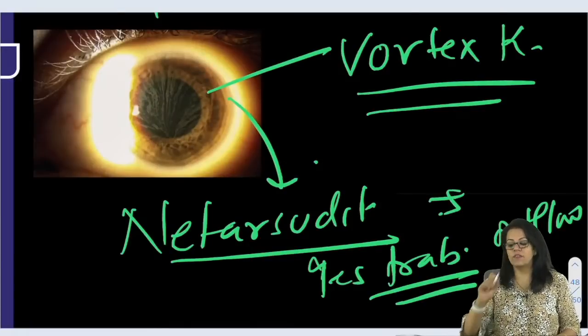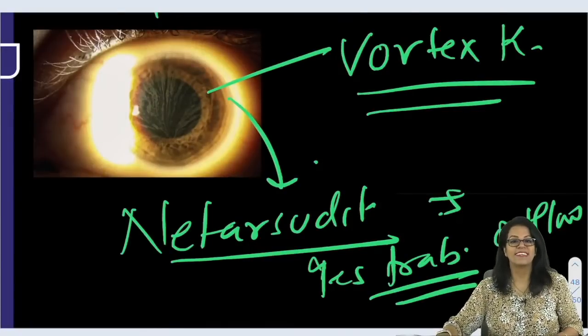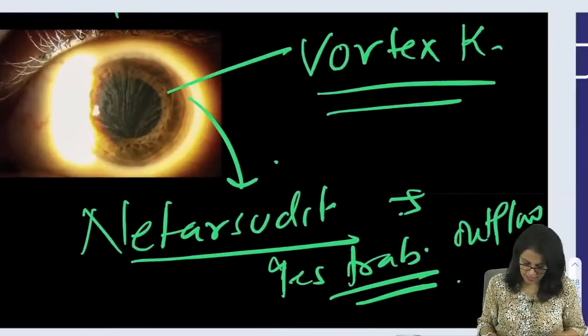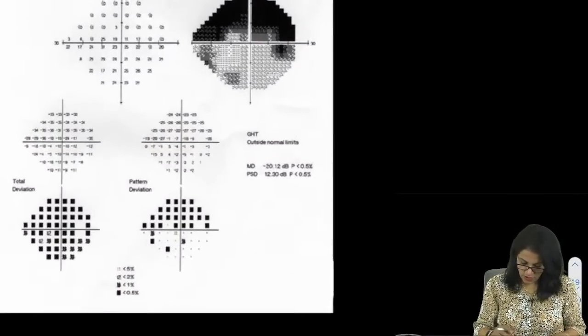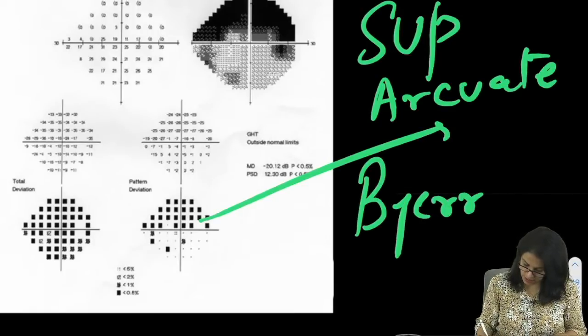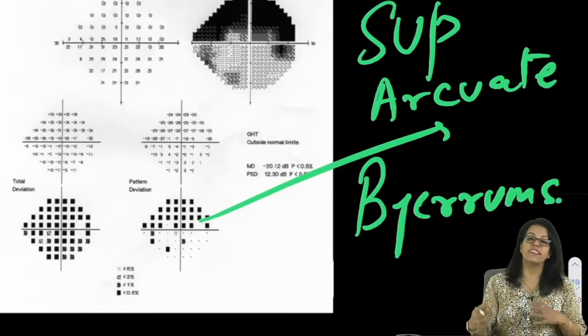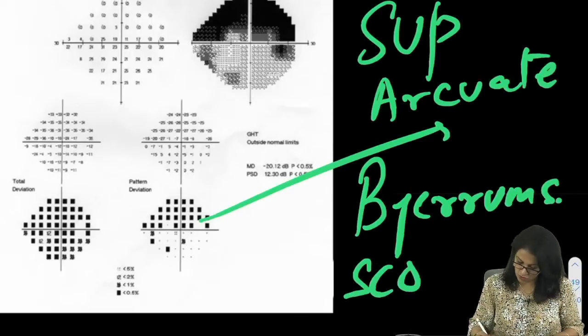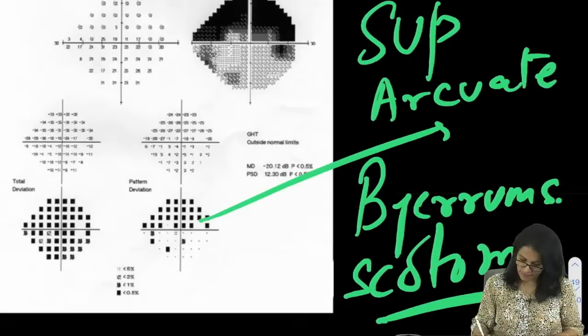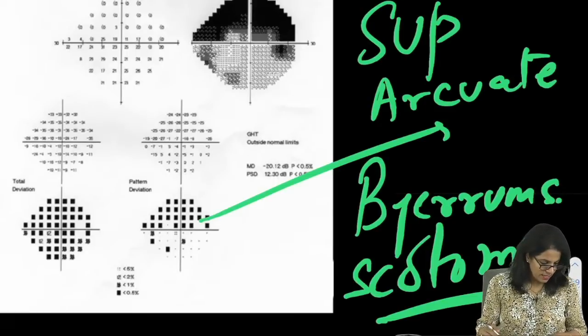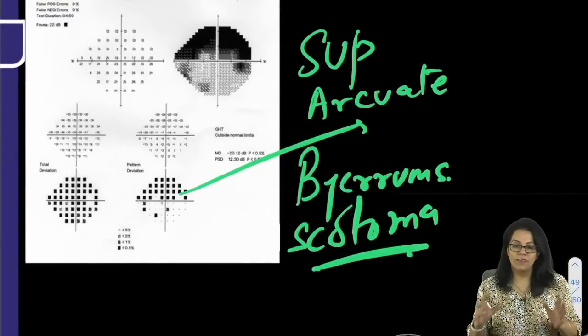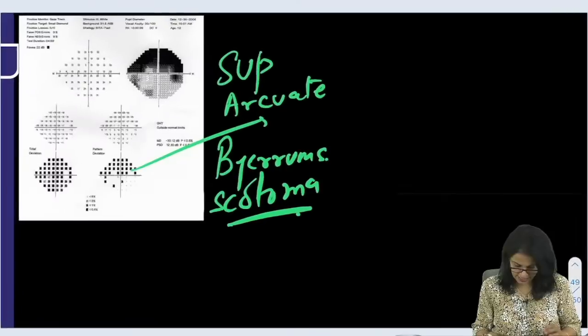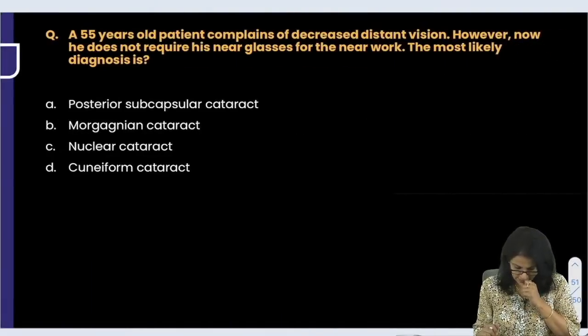Which was the other drug you have learned which increases trabecular outflow, all of you? Pilocarpine. Okay, remember this. What are you now looking at? This is your superior arcuate scotoma, and superior arcuate scotoma is also called Jaeger's scotoma. The other name is Jaeger's scotoma. Again we have learned this in our glaucoma field defects. Come to the next slide.